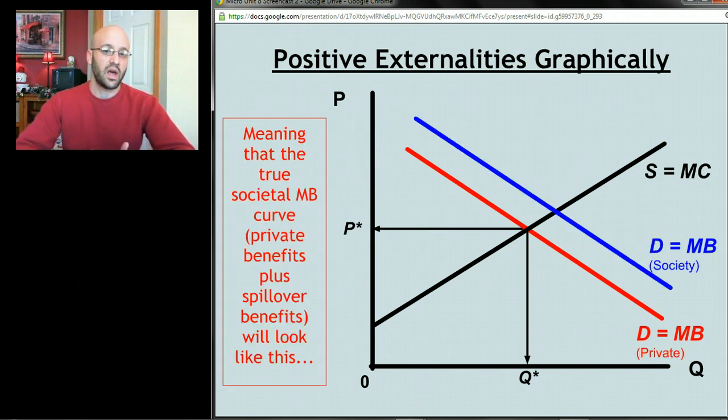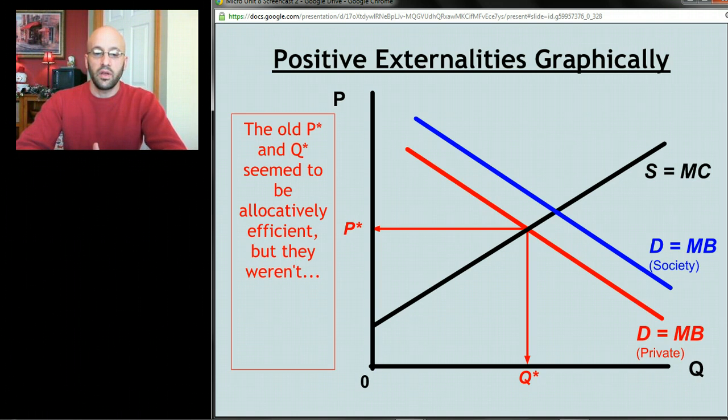Meaning that the true societal marginal benefit curve, the private benefits, the red line, plus those spillover benefits, is going to look like this blue line, which is essentially the red line shifted up by $10, those $10 in spillover benefits.